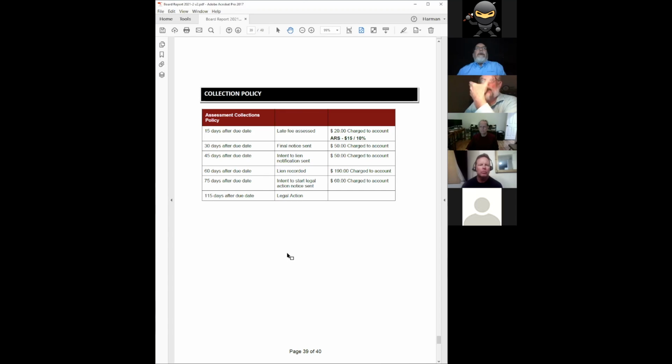So this is a collection policy that I believe was voted in with the previous management company. The one thing that strikes us right off the top is the 15-day late period. So on day 16, you get a late fee. The Arizona state statutes say $15 or 10%, whichever is more. You charge $20. That on its face is not according to state statute, so we really can't do that. So we recommend going to $15.